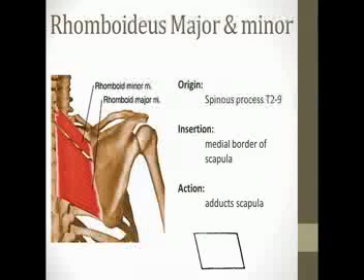Rhomboideus Major and Minor, two muscles that are rhomboid shaped. That's a rhomboid located on the bottom picture of the slide. They originate on the spinous processes of T2 through 9, insert onto the medial border of the scapulae, and their actions are to abduct the scapula.